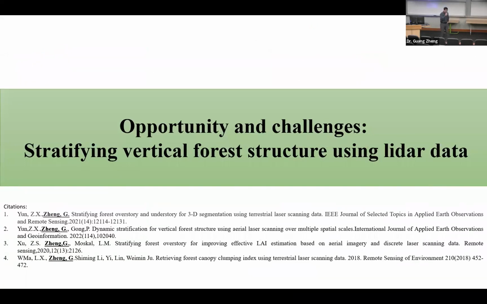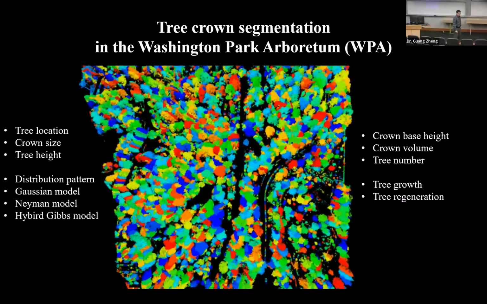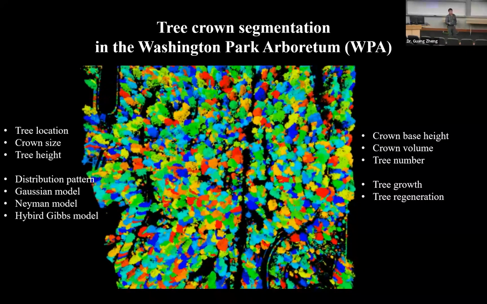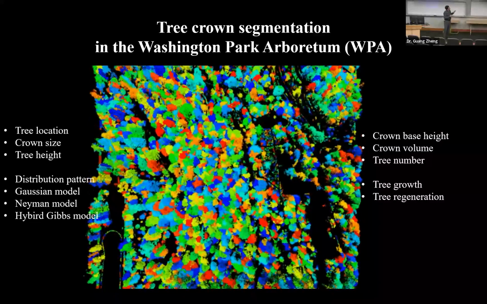Okay, let's look at the opportunities and challenges. Next one is how to stratify the vertical structure from the point cloud data set. This video is just showing the results, the tree crown segmentation results. This is what we did in the Washington Park Arboretum.